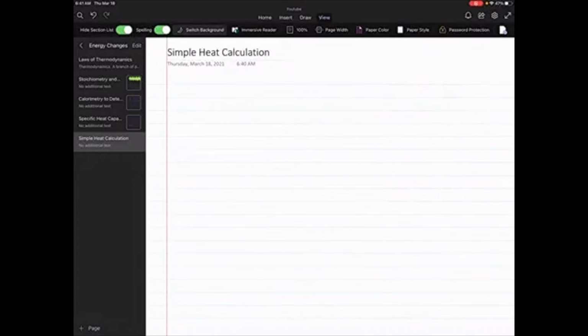Hi folks, I have another lesson for you today on just calculating simple heat questions. So our simple heat calorimetry question where the substance is given, or the energy is given, or the mass, specific heat capacity and the change in temperature is given and you can find heat.